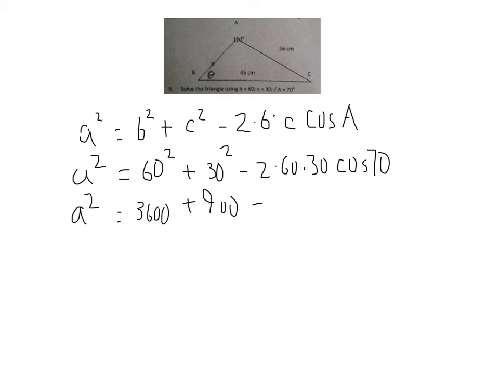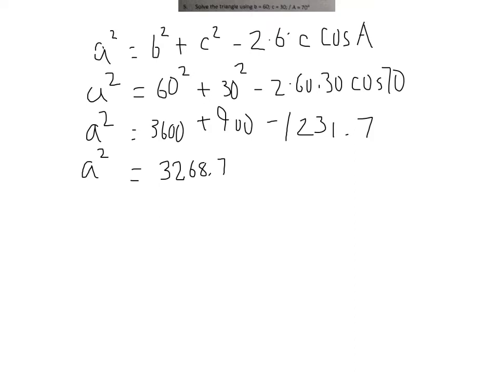Two times 60 times 30 times cosine of 70 is approximately 1,231.7. Next, we combine all of our constants. This is approximately 3,268.7. To find A, we take the square root of both sides. A is equal to approximately 57.2.